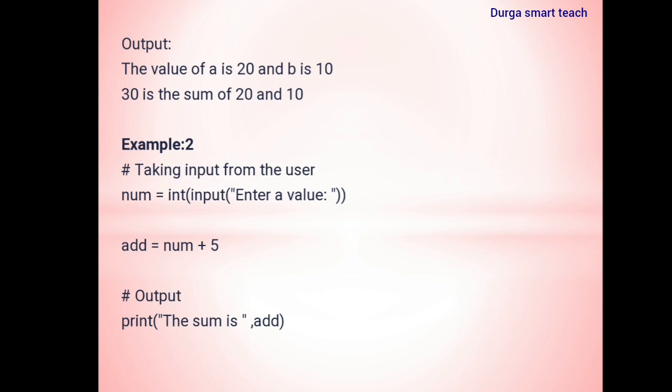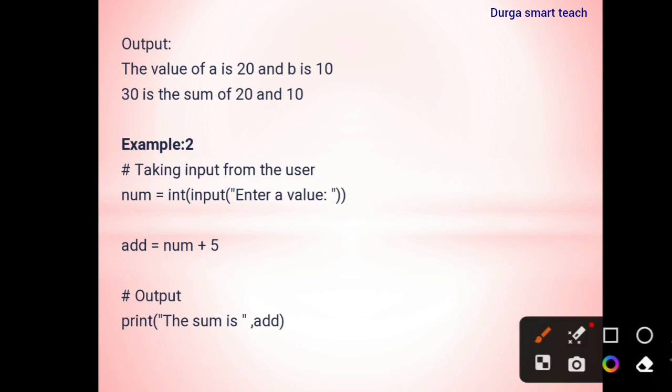Next, example 2. Here we are taking input from the user. If you want to take input from the user, you need to use the input function. num is equal to int of input of enter a value. Here you mentioned int, so it will accept only integers. Add is also one variable, add is equal to num plus num. Suppose num stores 5.